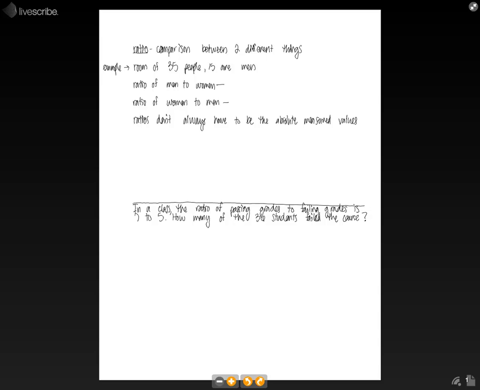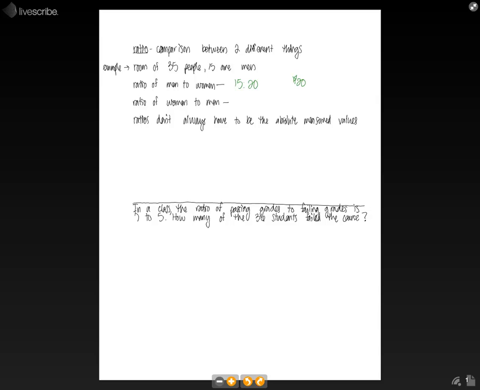So if we were asked to find the ratio of men to women, knowing that there are 15 men, that means 20 women are also present in the room to equal the 35 total. So the ratio of men to women will be 15 to 20. And then this can also be written as a fraction, like 15 over 20.